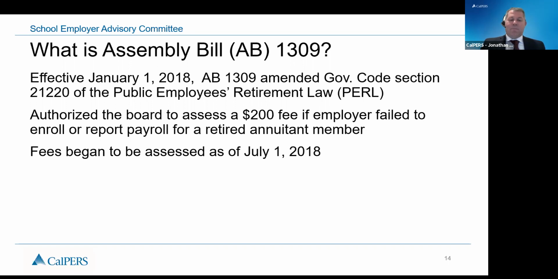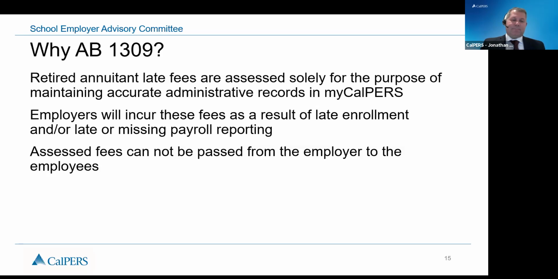The fees began to assess on July 1 of 18. And the main goal of this is to ensure that we have accurate reporting and that we can track the hours. Next slide, please. So why? Retired annuitant late fees are assessed solely for the purpose of maintaining an accurate administrative record in MyCalPERS.